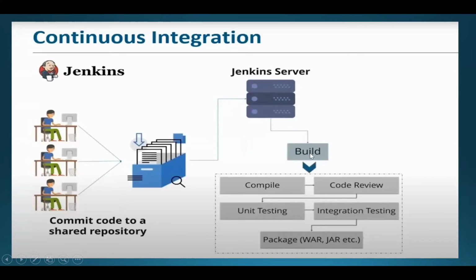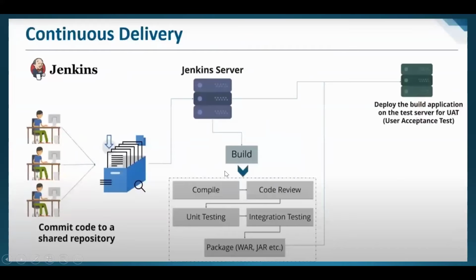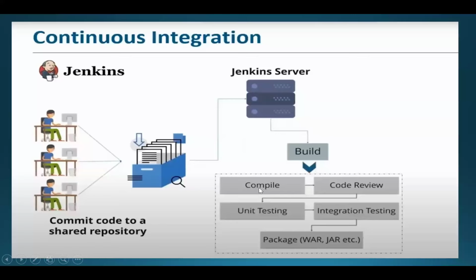The main task of the Jenkins server is to build. What does it build? The source code. So it does the following tasks: it compiles it, code review, unit testing, integration testing, and creating the packages. Now, these five tasks depend on how you define your build task. If you do not define all these tasks, it won't do anything. It will just build depending upon the build procedure you have defined. For example, let me just show you.